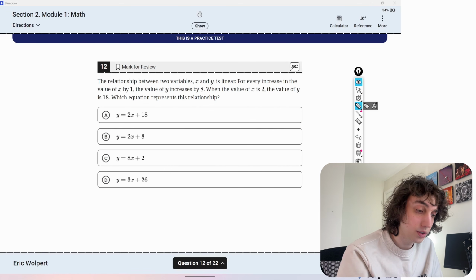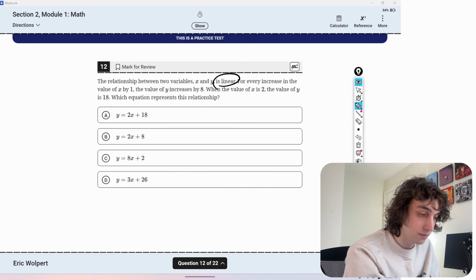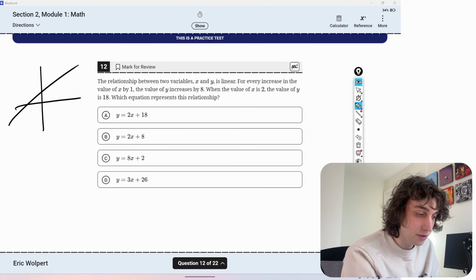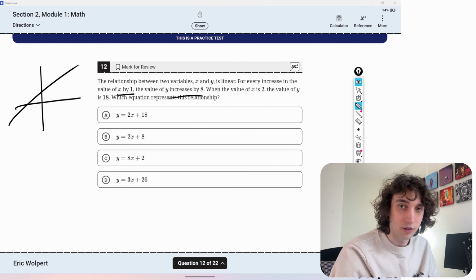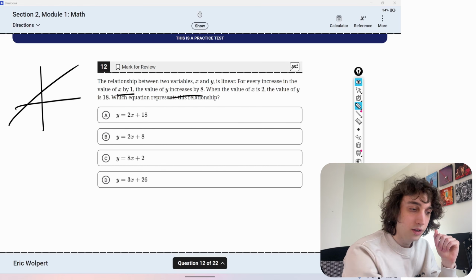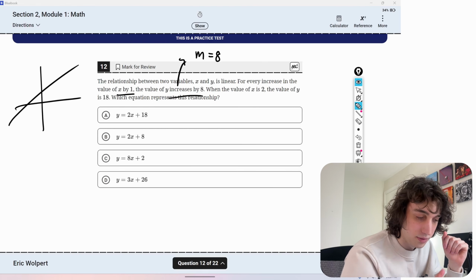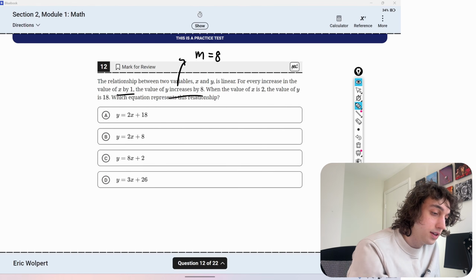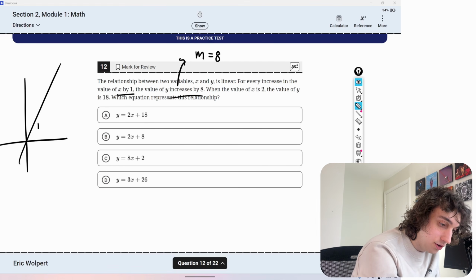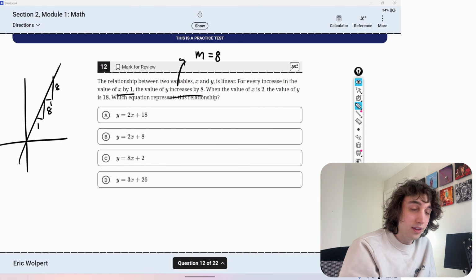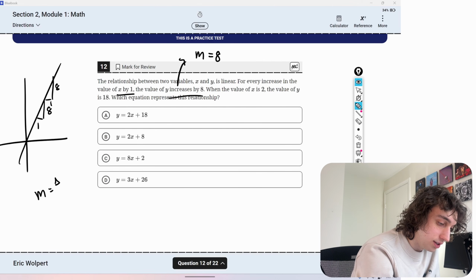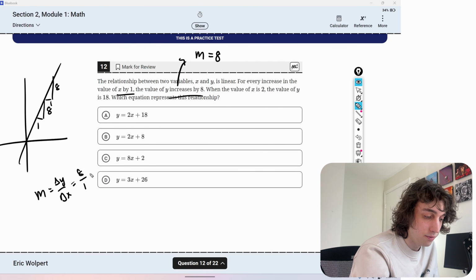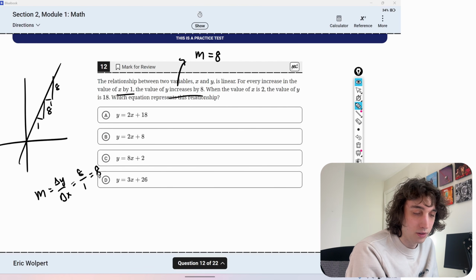Number 12, the relationship between two variables x and y is linear. Cool. For every increase in the x by 1, the value of y increases by 8. So immediately, you should be able to clock this as the slope. This is telling you that the slope is 8. If you don't immediately clock this, let's think about it. So the change in x by 1 increases the y by 8. That means we go up 8. We go 1 to the right, we go up 8. This is the slope, right? The slope is the change in y over the change in x. So if our y going up by 8 means our x goes up by 1, that means that the slope is 8 over 1, which is 8.